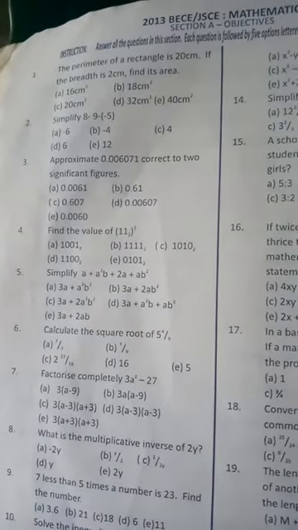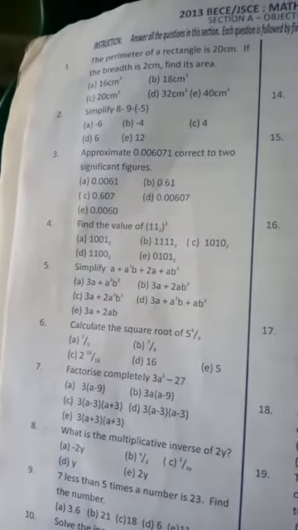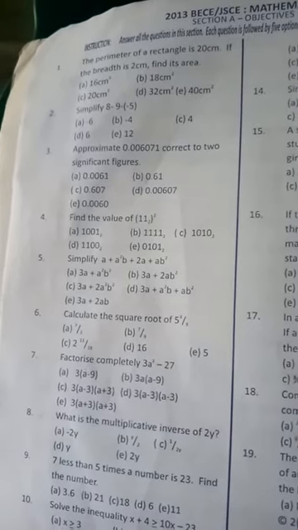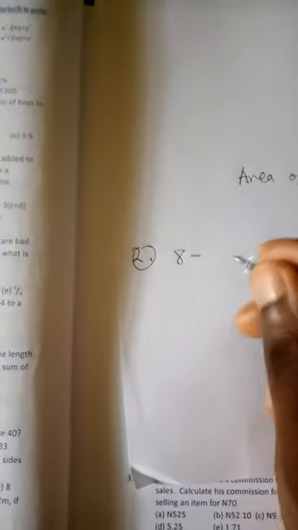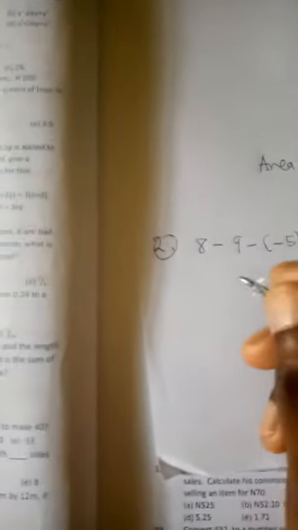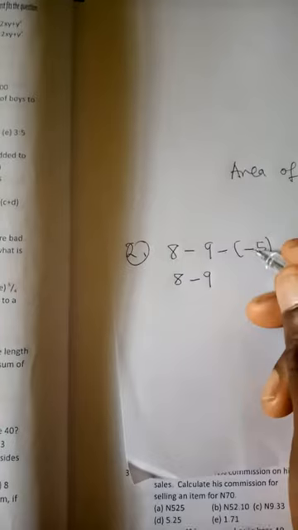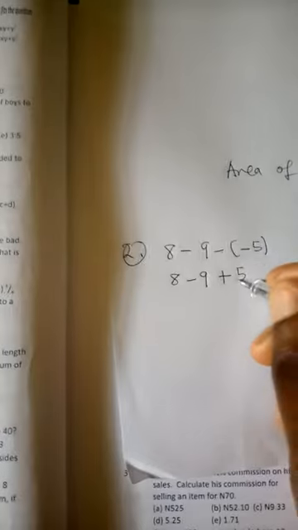Option B. So over to the next question, question number 2. It says simplify 8 minus 9 minus bracket minus 5. So let's take that over. Number 2, we have 8 minus 9 minus open bracket minus 5. And don't forget your BODMAS. We bring down our 8 minus 9, and we use this minus to open this bracket. Remember that I must have told you that minus times minus is plus, so we have plus 5.